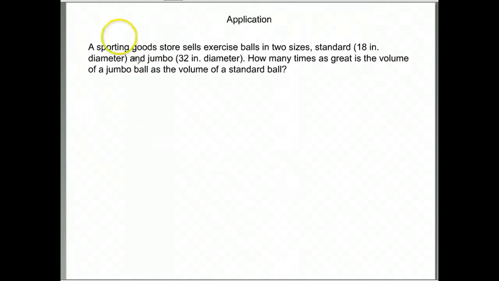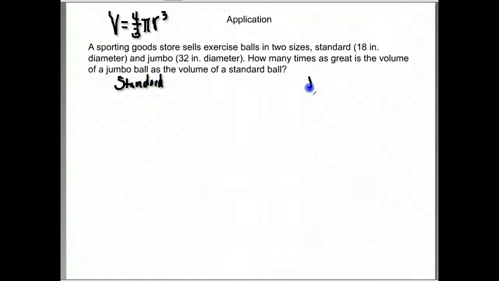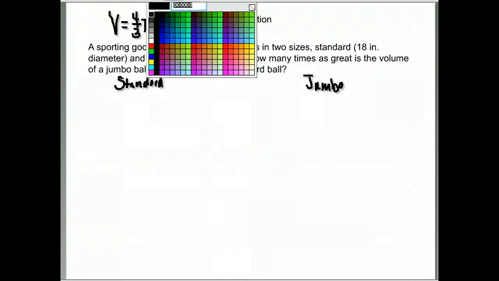Okay, so again, we'll need our formula. Balls are spheres, so we want the formula for the volume of a sphere, which is 4/3 pi r to the third power. We're going to find the volume of each ball, the standard ball and the jumbo ball, and then we'll compare them to see how many times greater the jumbo ball is than the standard ball. So let's get started.